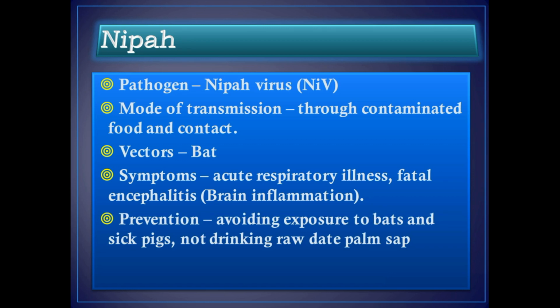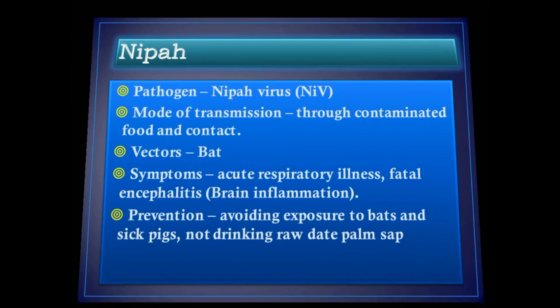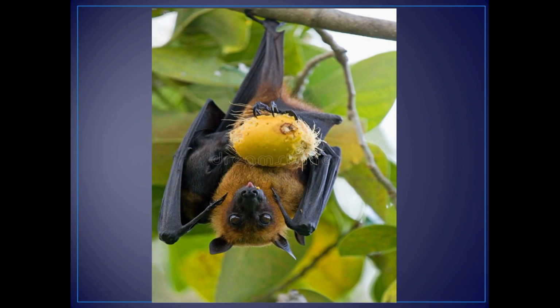How can we prevent it? By avoiding exposure to bats and sick pigs. Pigs we usually rear in farms in order to get meat. So sick pigs should be isolated, otherwise it may cause widespread infection among the population. And not drinking raw date palm sap. Date palm sap is toddy, which is the juice obtained from the tender inflorescence of the palm. All these are contaminated by bats, which act as the carrier of the Nipah virus. So bats are the vectors.